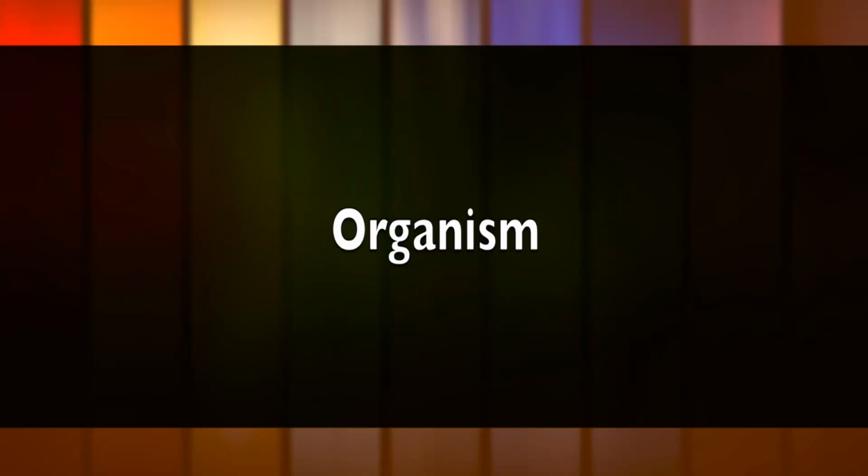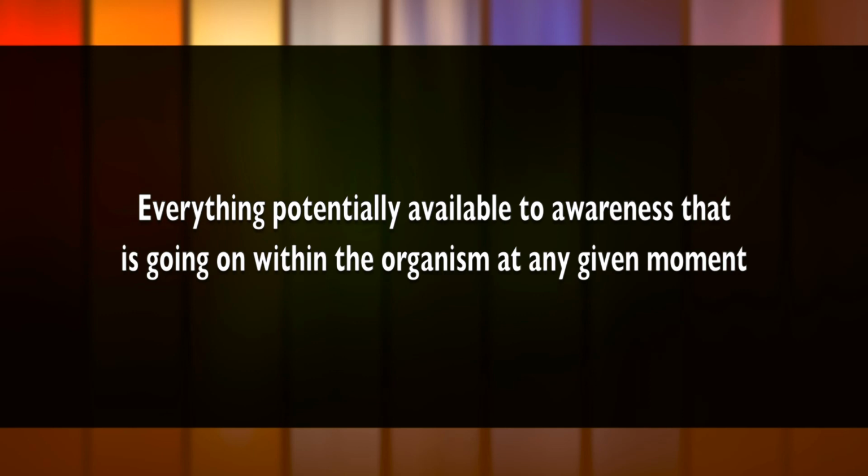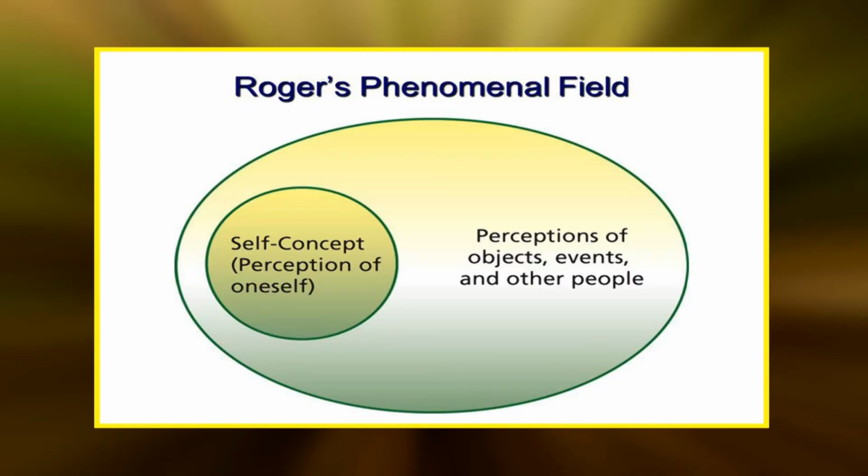Let's discuss first the organism. Rogers defined organism as the sum total of the person, including all that is psychological as well as physical. According to Rogers, the organism psychologically conceived is the locus of all experience. Experience includes everything potentially available to awareness that is going on within the organism at any given moment. This totality of experience constitutes the phenomenal field.